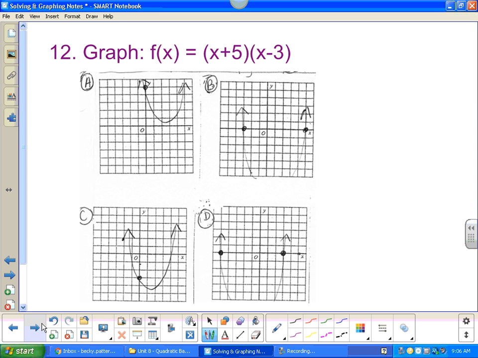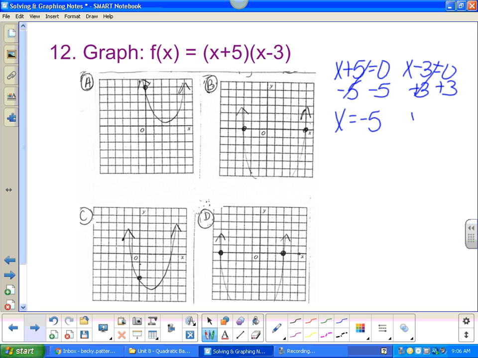Okay, now this one. A lot of people look at this one like, oh, I need to FOIL it. I need to distribute. But guys, they have already factored it for you. Now all you have to do is take each factor and set it equal to 0 and solve it, because then you will know what its x-intercepts are. So I know it should cross at a -5 and a +3. Well, here it is. It didn't cross at all. Now it crosses at a -3 and a +5.